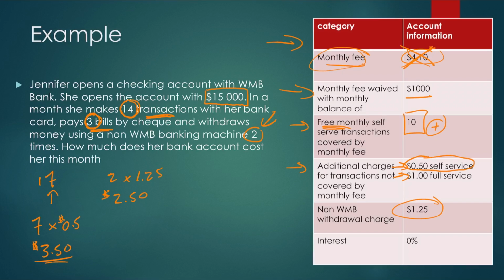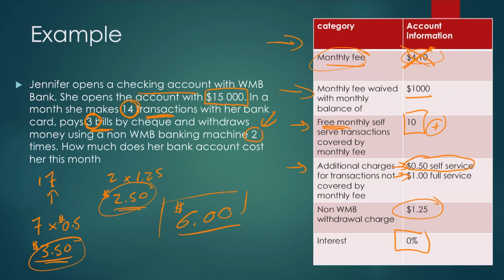And because this is a checking account, we'd expect to have little to no interest. And it does say that there is no interest that she's going to gain and no interest that she's going to pay. So we look and we see there's $2.50 and $3.50. We put those together and it's $6 for that month just to operate how she did with that bank account.